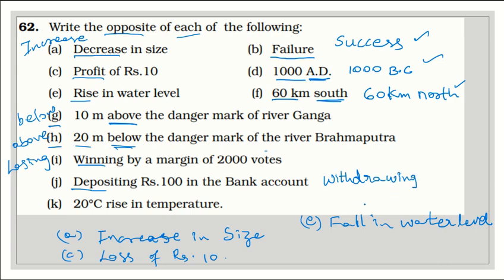withdrawing, means taking away. Next, in the case of K, 20 degrees Celsius rise. Rise is the keyword, and for that opposite is fall. So with these words you have to write the sentence on your own. Now coming to question number 63.